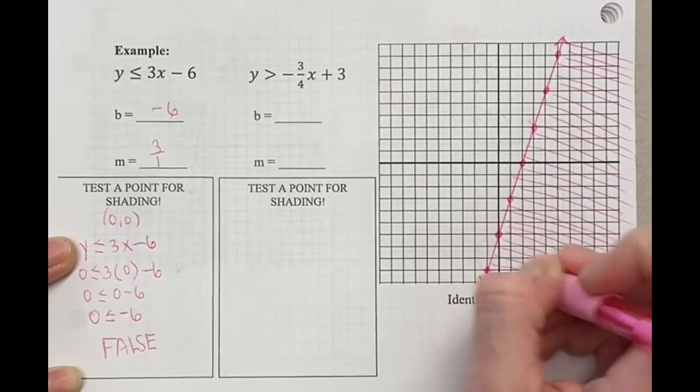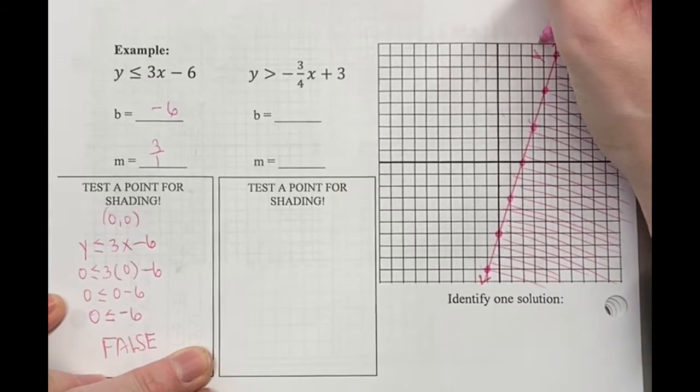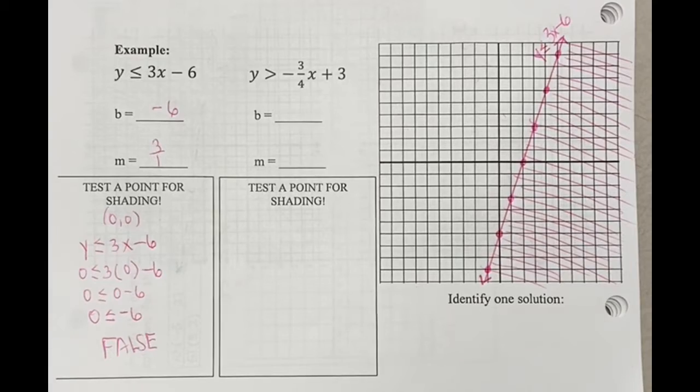We're going to make sure we always label our inequality. y is less than or equal to 3x minus 6. Then if you have another color, it would definitely help so that you could tell the difference between the two inequalities. So I'm going to graph the next one in blue.